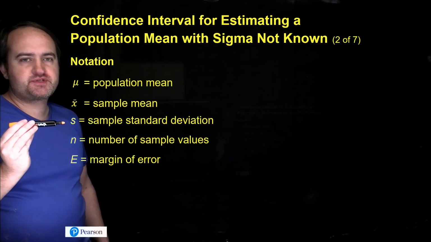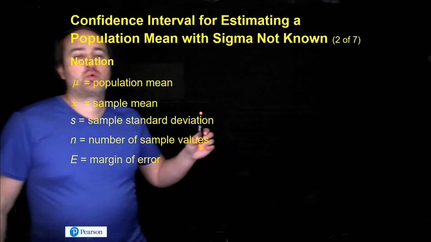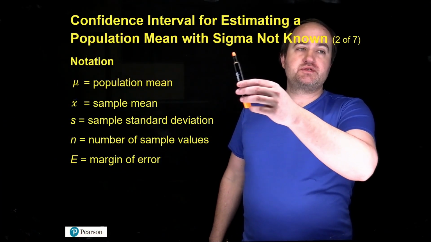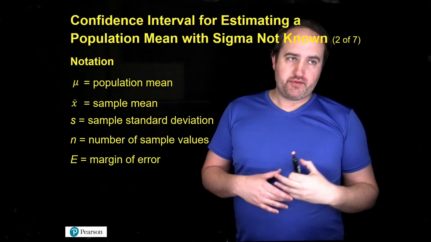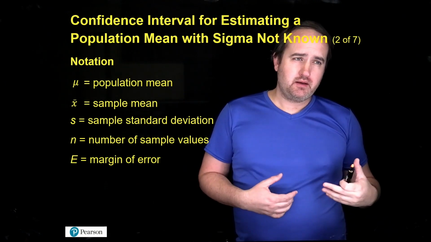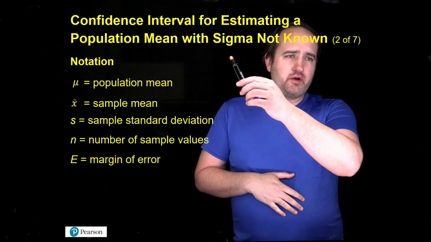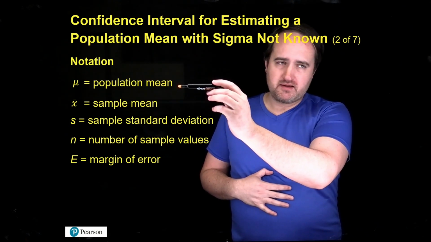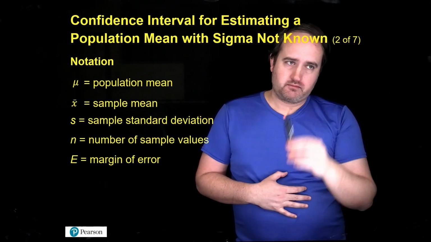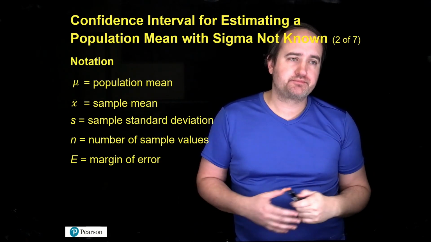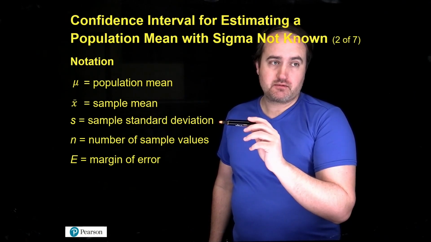S is the sample standard deviation. We're going to have to use S because we're working with the assumption that we don't know sigma. Sigma is not known. And remember, sigma actually represents the standard deviation for the whole population. And if you think about that for a second, it should make sense that we wouldn't know sigma, because we don't know mu, because we can't do a census in most cases. So we also wouldn't know sigma, the population standard deviation. So what we do have is S, which is our sample standard deviation.